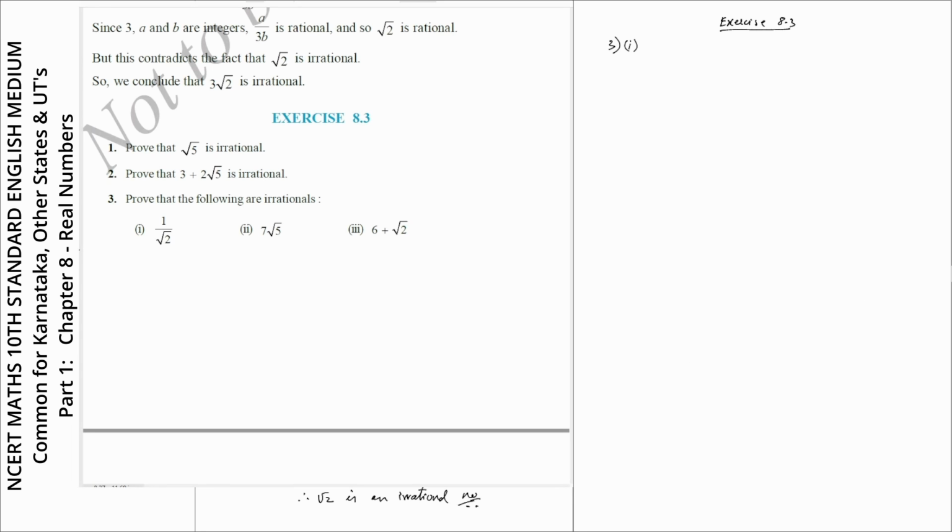Exercise 8.3, question number 3, sub question 1. So I should prove that these are irrational numbers. So the first one is root 1 by 2. Now I'll try and proceed to prove that this is a rational number. First I'll assume, okay, let 1 by root 2 be a rational number.